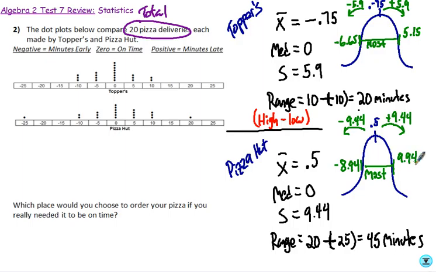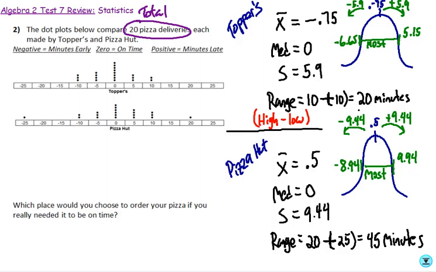So let's compare the two then. They're between 6 minutes early, 5 minutes late. They're between 9 minutes early, 10 minutes late. So there's more variability. There's a wider spread here for Pizza Hut than there is for Toppers.